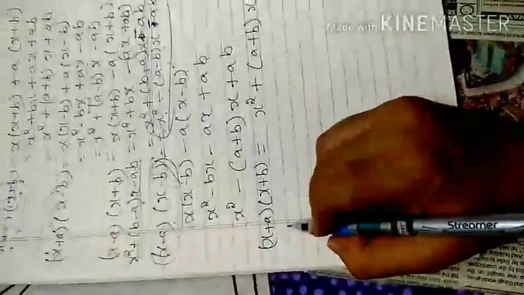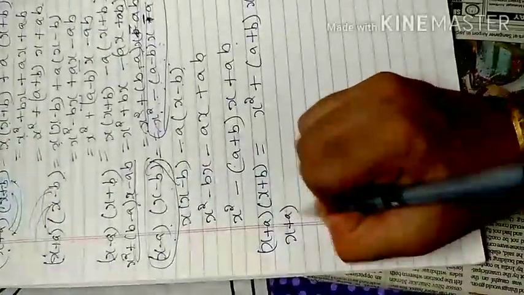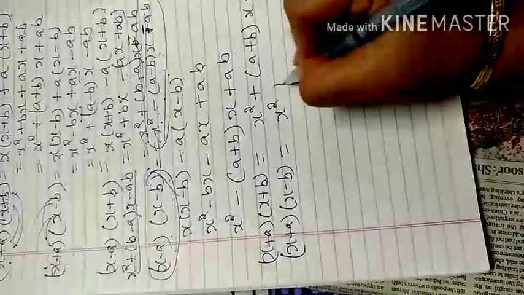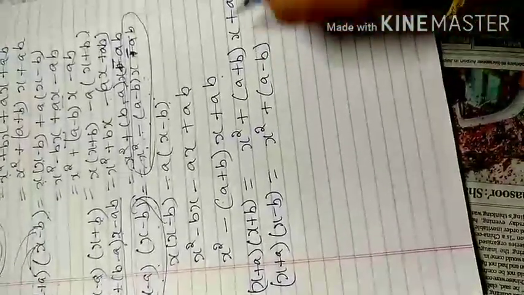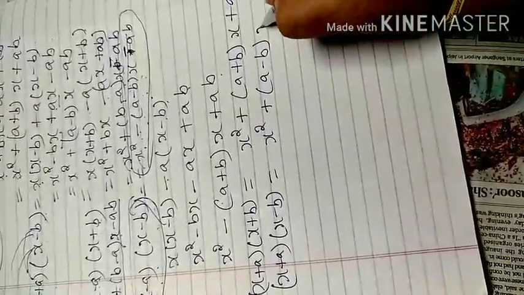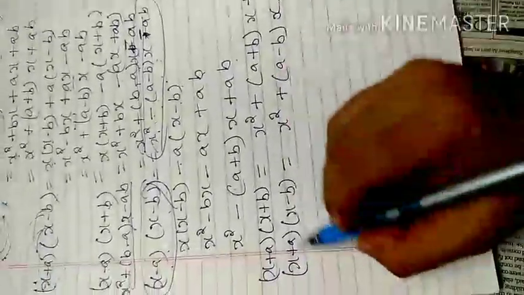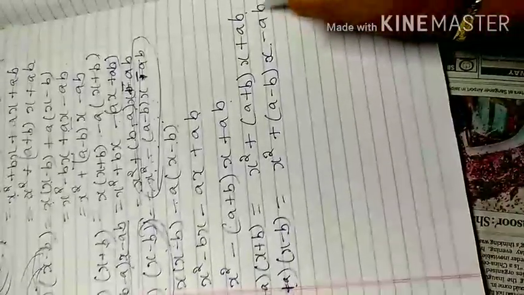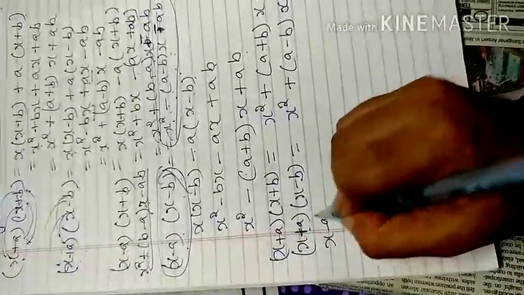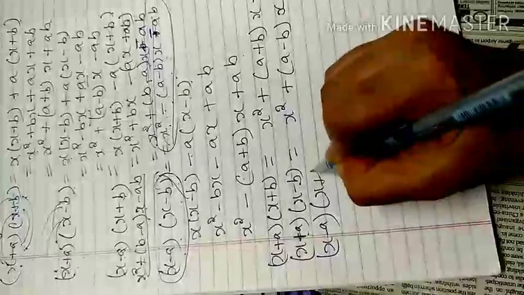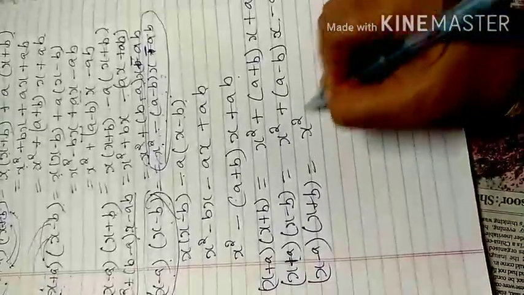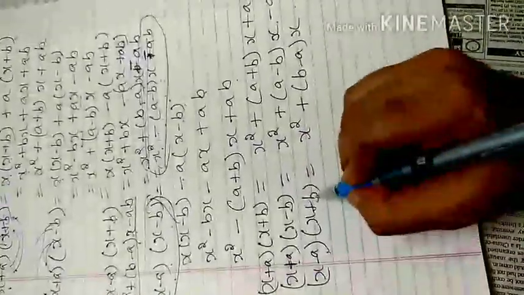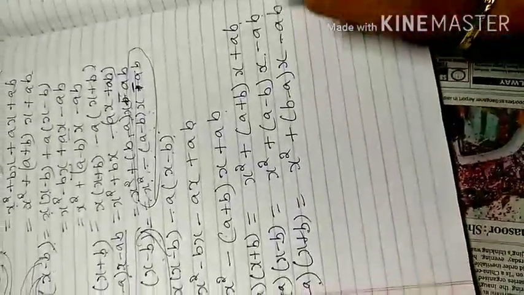You can apply a direct formula. If (x + a)(x - b) is there, you can apply the formula x square plus (a - b) x, then this one positive multiplied by negative gives me minus ab. Similarly, if the first term is (x - a)(x + b), then you apply the formula x square plus (b - a) x, then negative into positive gives me negative ab.